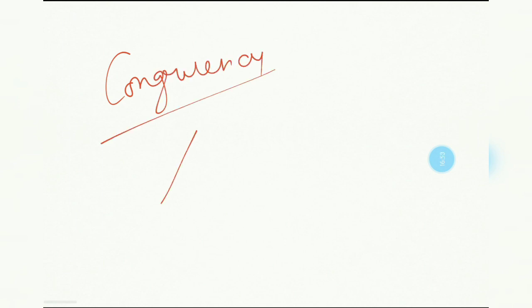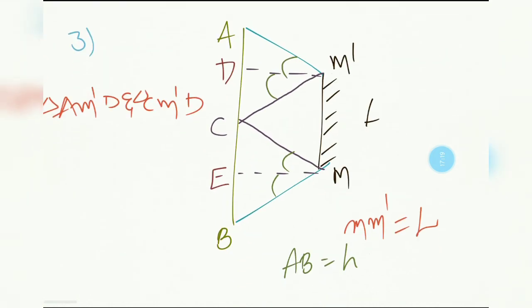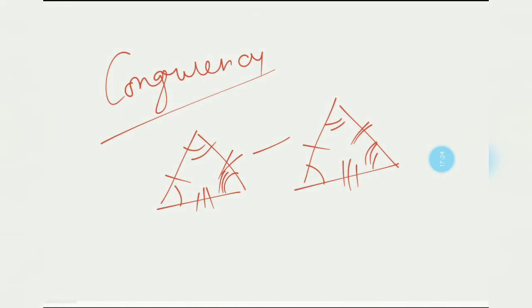So what is congruency? Congruency is nothing but showing that two triangles or two shapes are a ditto of each other. They are the same. Their measures, their angles and their lengths are equal. That is only congruency. So we have to prove that these two triangles are the same as each other. They are congruent. Okay. So let me show that.